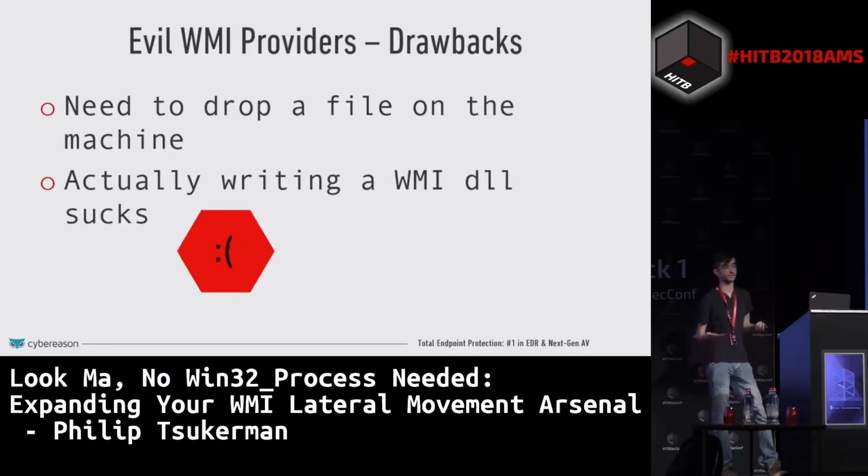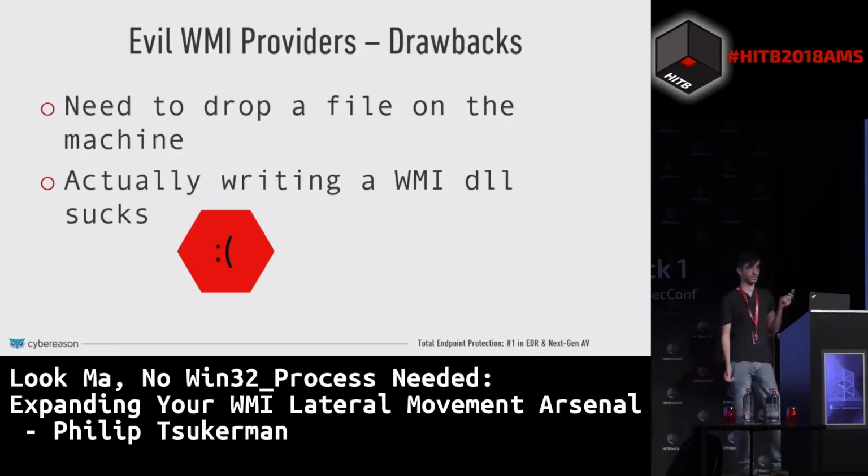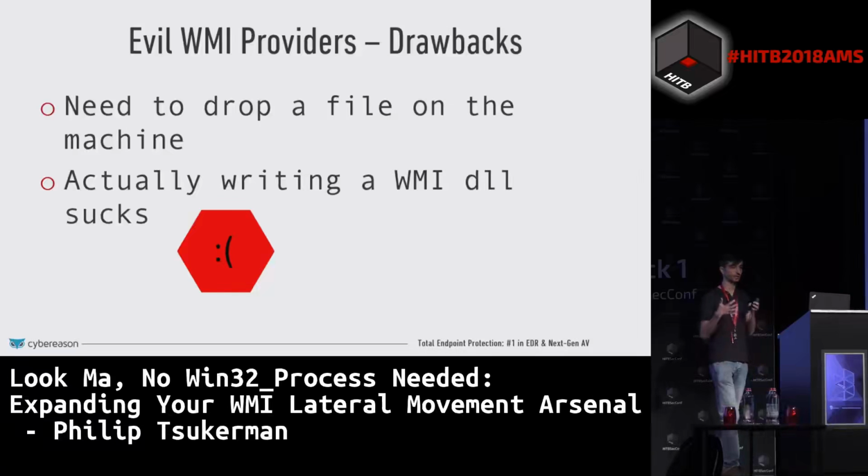First of all, we need to drop a file on the machine because we need to write a new WMI provider, and we don't like files. Even harder for me, you need to write a WMI provider from scratch. And this is a COM DLL, and it needs to be in a very specific shape, and I'm a lazy person, and I really don't want to write COM. I really don't.